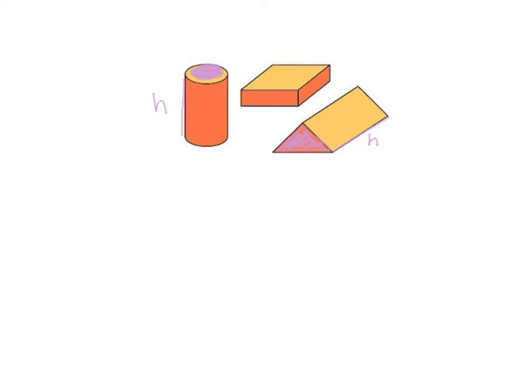Now we have a rectangular prism. We could consider any of these faces to be our base. If we use the yellow face on top, then our height would be going vertically like this. However, if we had chosen the front as our base, then we would have a different height.